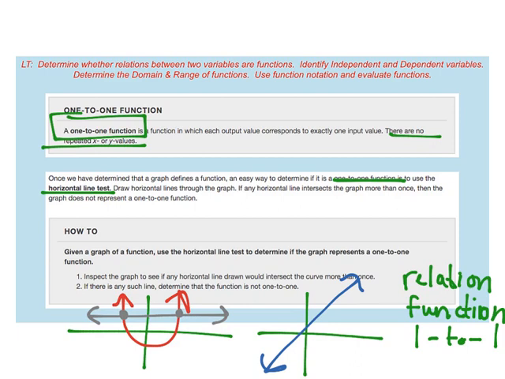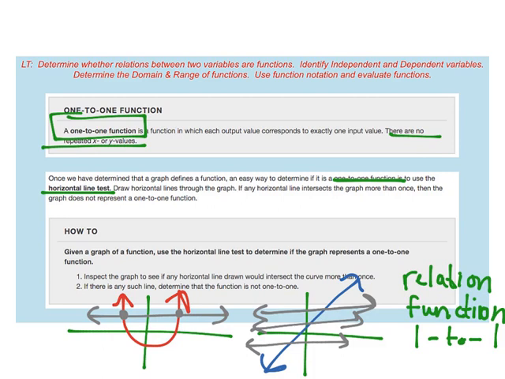Is this graph, this blue graph, a one-to-one function? So first of all, is it a function? Yes, it is, because it passes the vertical line test. Is it a one-to-one function? Does it pass the horizontal line test? Okay. And the answer is yes, it absolutely does.